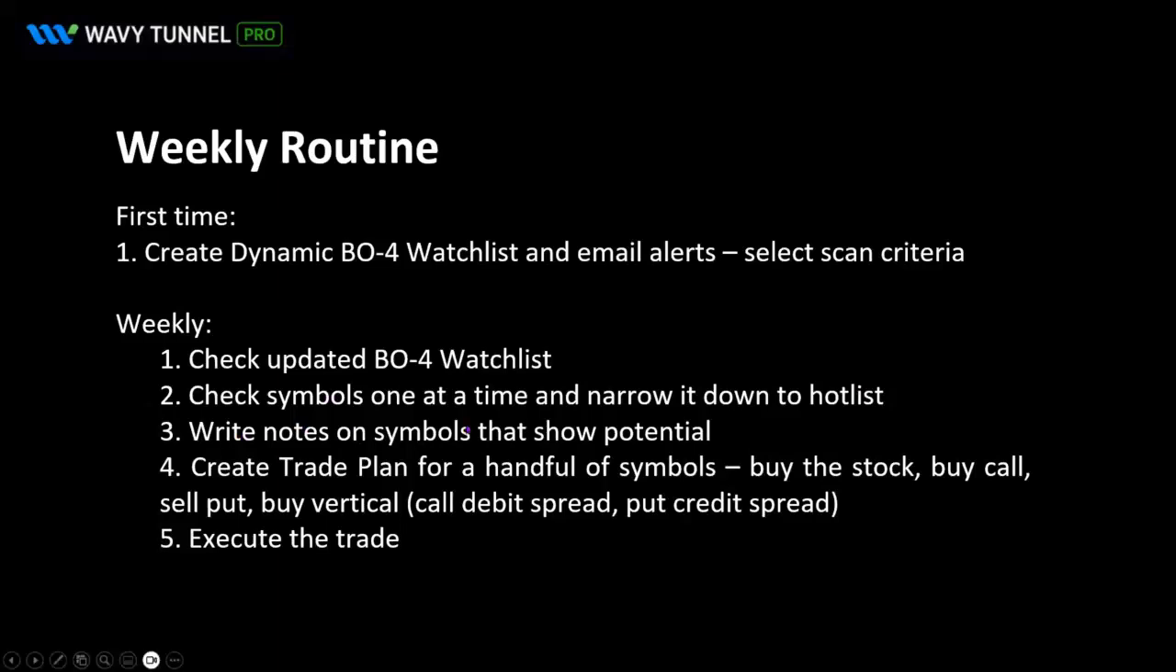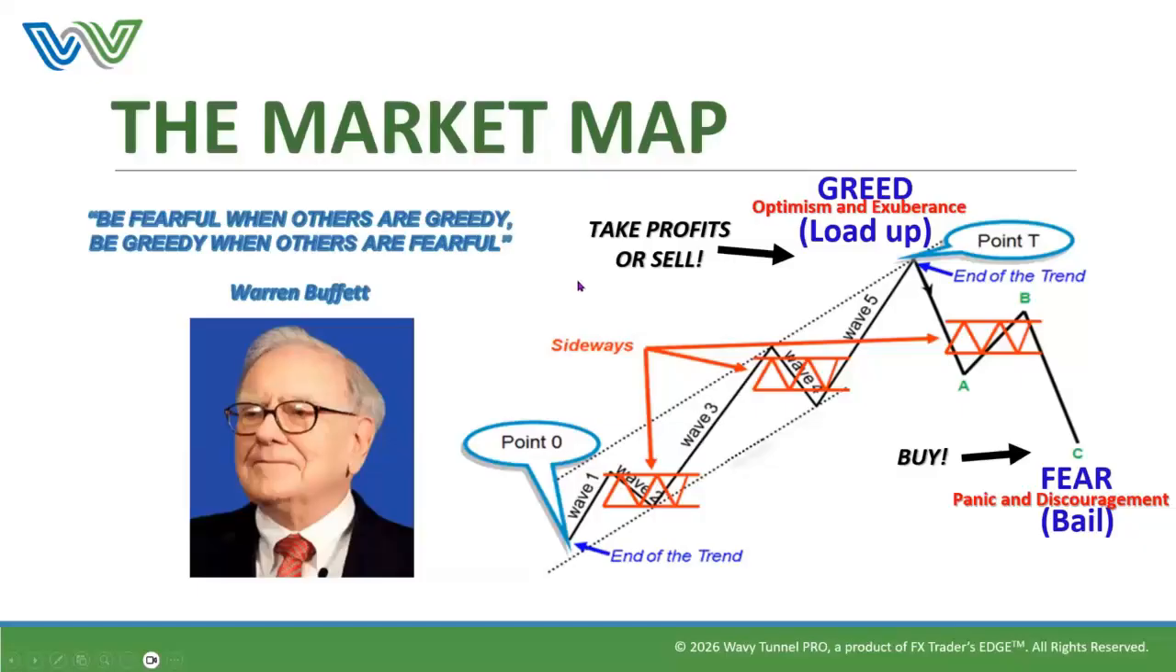And we can write notes on the symbols that show potential and then create a trade plan for a handful of symbols. You can buy the stock, buy the call, sell the put, buy the vertical, so a call debit spread or a put credit spread, and execute the trade. Let me show you how the Breakout 4 trade presents on the market map.